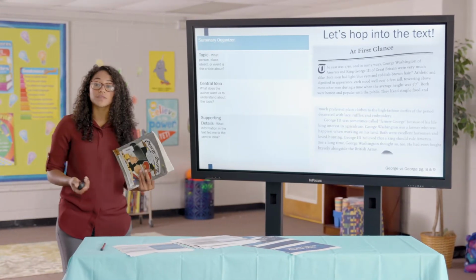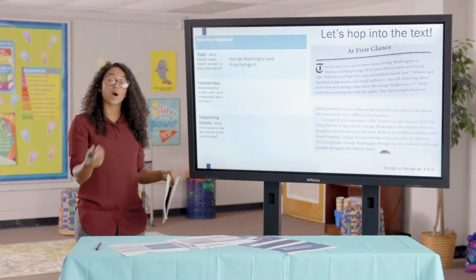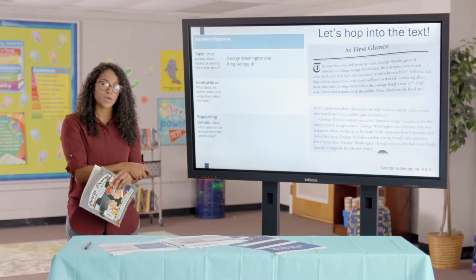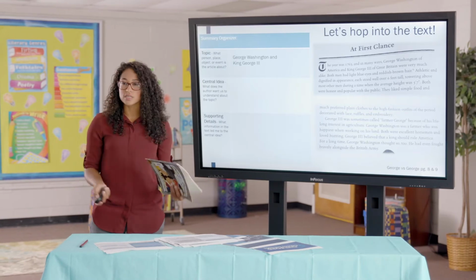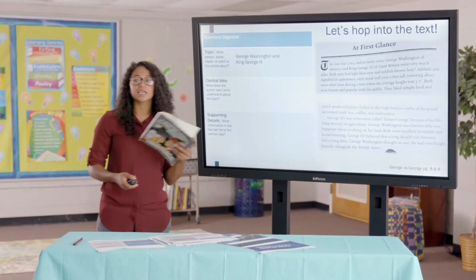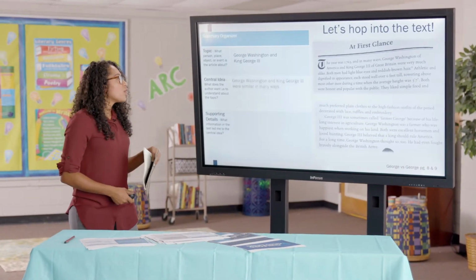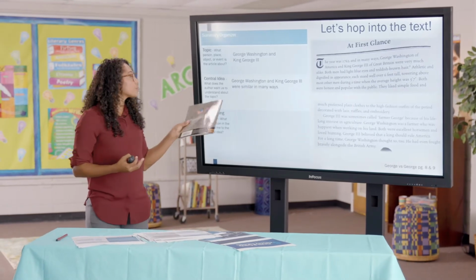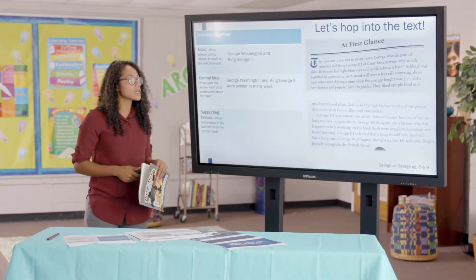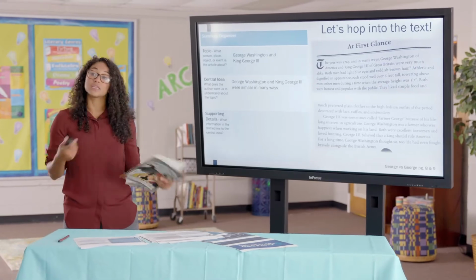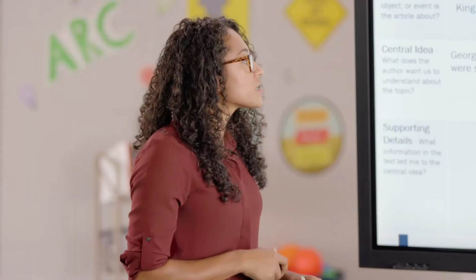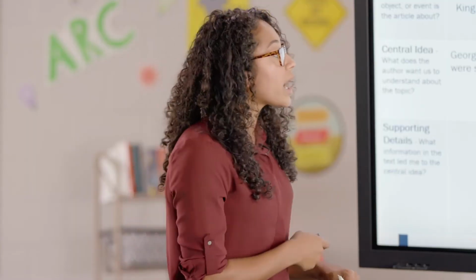So the topic of this section was George Washington and King George III. So what did the author want me to understand about George Washington and King George III? This whole section told me that they were similar in many ways, and I was able to figure that out with these pieces of evidence. First, it says both men had light blue eyes and reddish brown hair, so I'm going to put that in my graphic organizer.